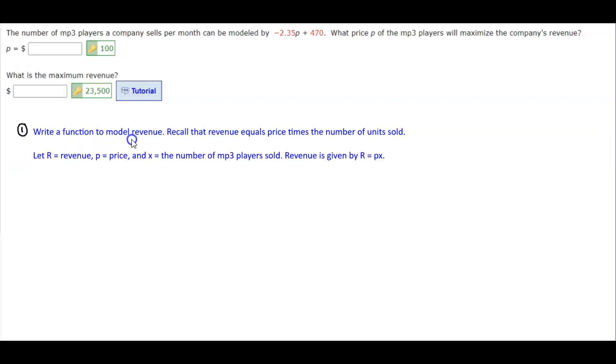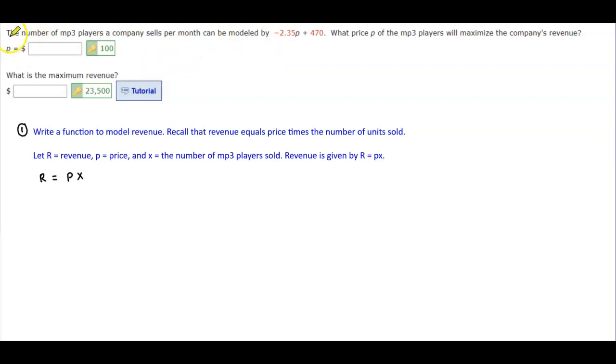So writing a function to model the revenue, recall that the revenue equals price times the number of units sold. We're going to let R equal revenue, P is equal to the price, and X is the number of MP3 players sold. So the revenue is given by R, which is equal to P times X. Now let's go back to the question. What does the question tell us?